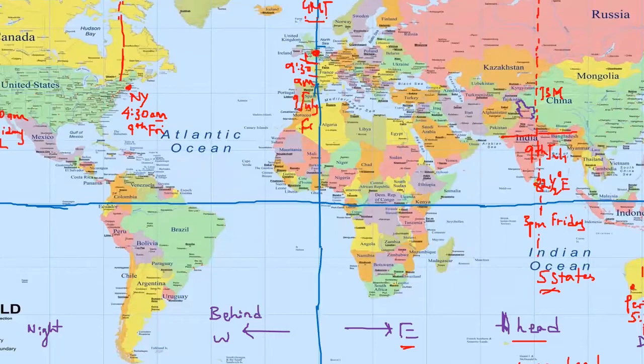On the Asia side, it is Friday. On the American side, it is Thursday. In Hawaii, it is Thursday. So always remember, the eastern part will be ahead in time. The western part will be behind in time.